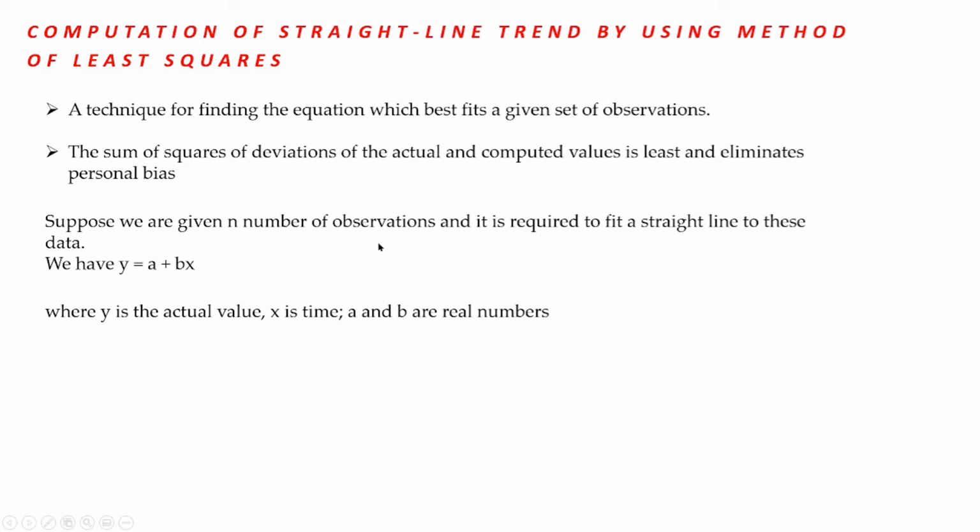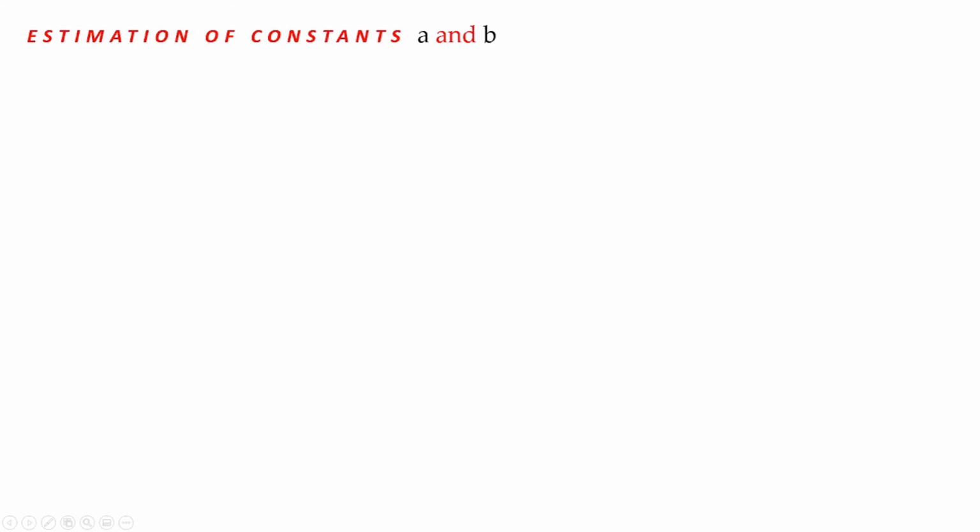Now if we are given n number of observations and we are required to fit a straight line to these data, we are familiar with the equation of a line given by y is equal to a plus bx. Here y is the actual value, x is the time, and a and b are real numbers. Using this relation, let us try to find a and b, and we can find the equation of the trend line. Now we have estimation of the constants a and b. Just now we saw we can find a trend line which best fits the given set of observations as y is equal to a plus bx.